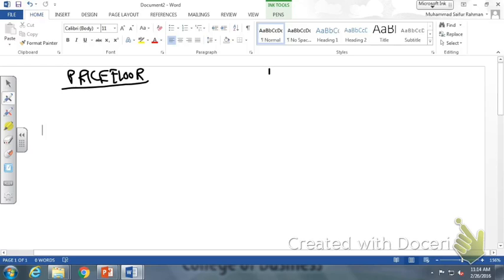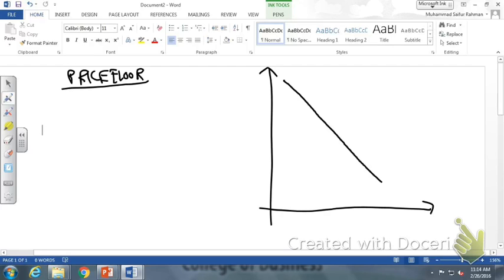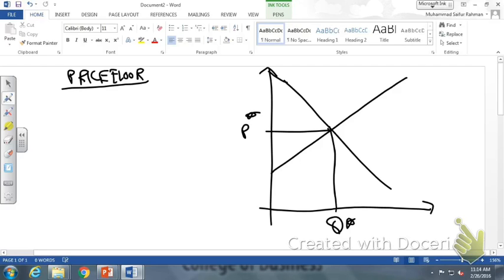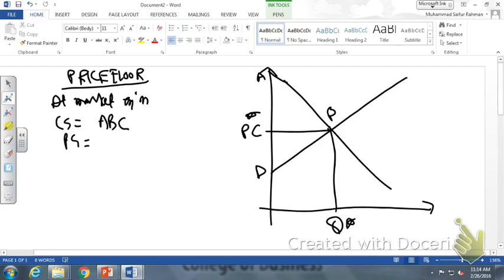We are again going to start with a market equilibrium of P star and Q star, and I'm going to define A, B, C, D. At market equilibrium, our consumer surplus is the area A, B, C. Our producer surplus is the area B, C, D.